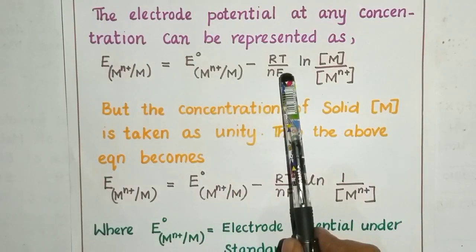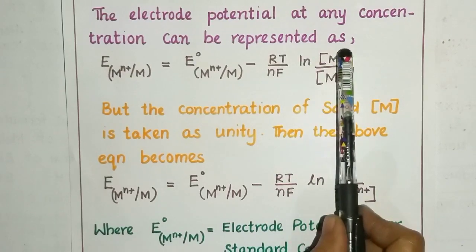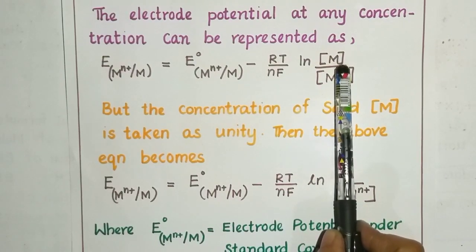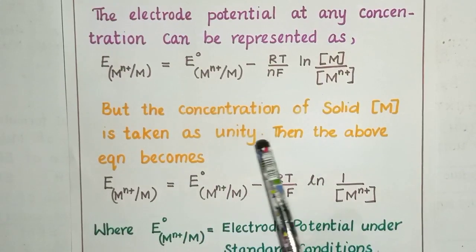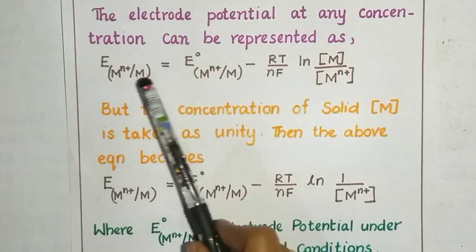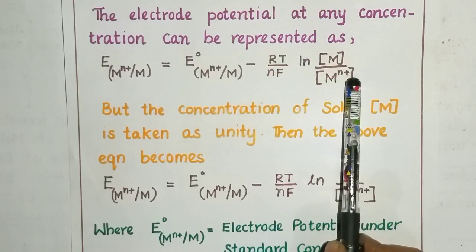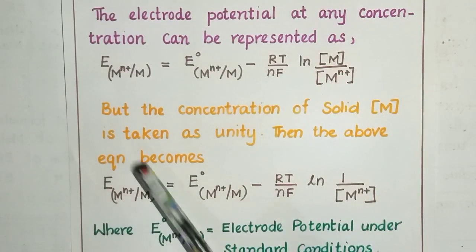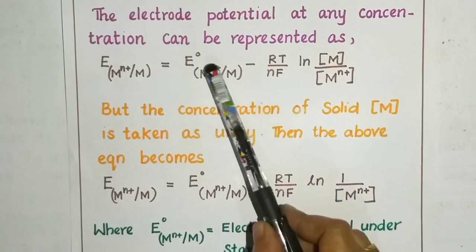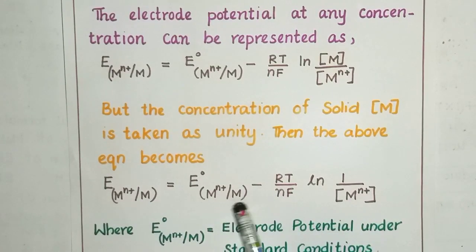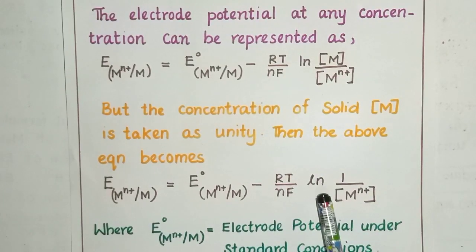From this equation, the concentration of the metal is taken as 1 because the concentration of a solid is usually taken as unity. Then the above equation changes to E of Mn+|M is equal to E0 of Mn+|M minus RT by nF ln 1 by the concentration of Mn+.